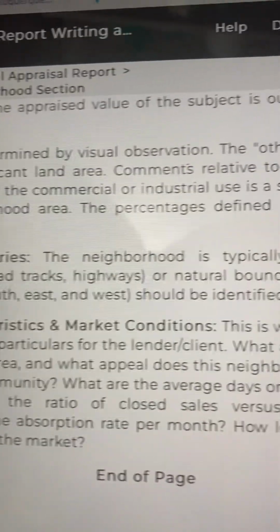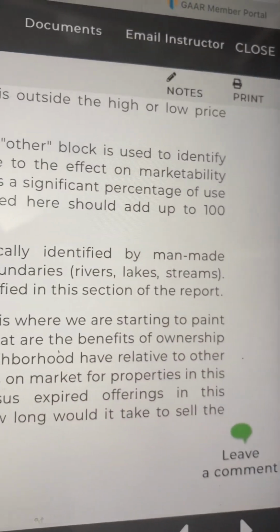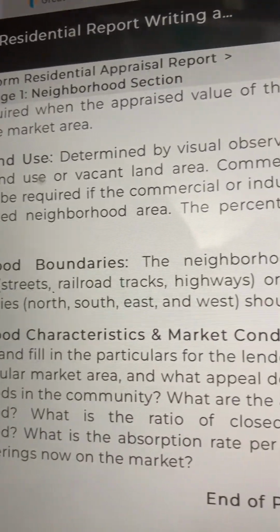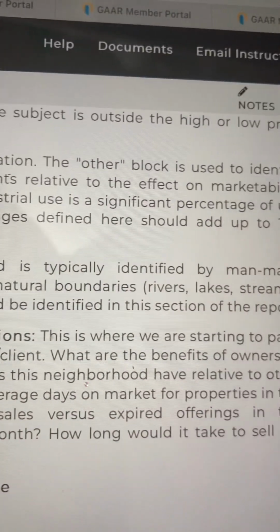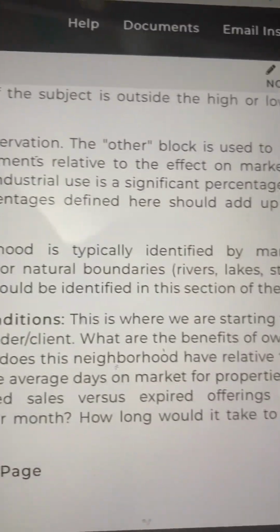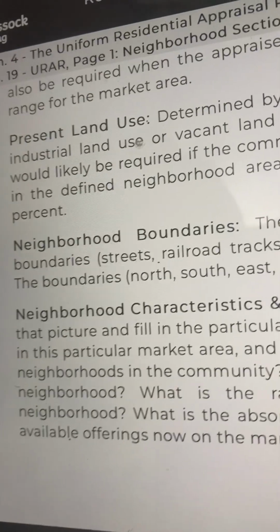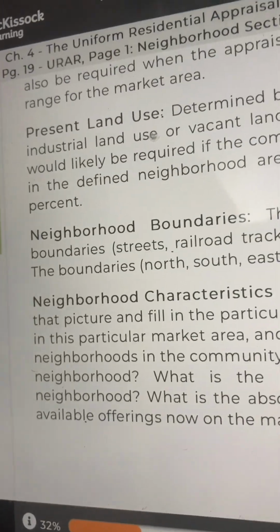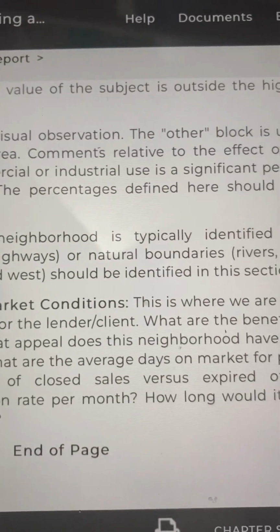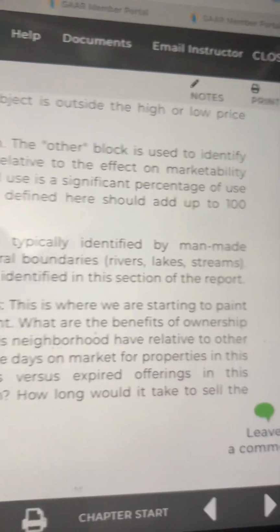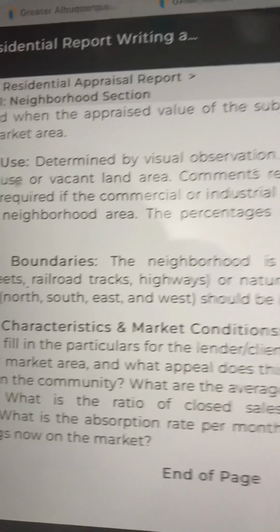Neighborhood characteristics and market conditions. This is where we are starting to paint that picture and fill in the particulars for the lender/client. What are the benefits of ownership in this particular market area, and what appeal does this neighborhood have relative to other neighborhoods in the community? What are the average days on market for properties in this neighborhood? What is the ratio of closed sales versus expired offerings in this neighborhood? What is the absorption rate per month? How long would it take to sell the available offerings now on the market? End of page.